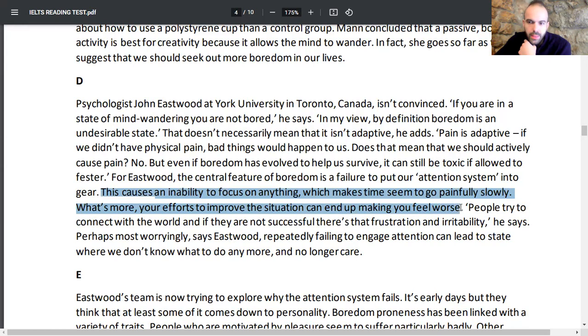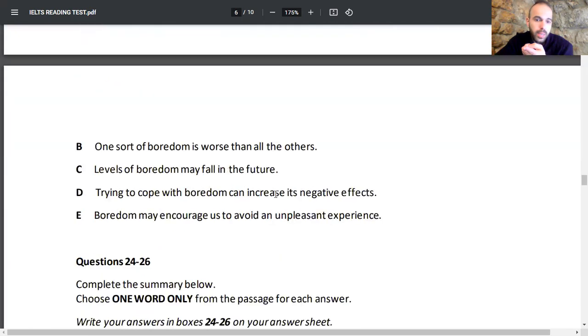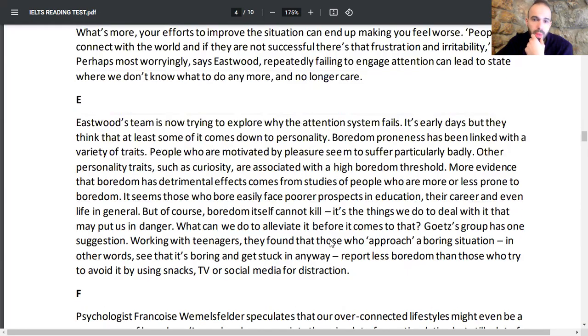So if you read the sentence again, I've seen the sentence in one of the ideas that says trying to cope with boredom. So as you can see, your efforts to improve the situation, what does it mean? One of the ideas has the sentence trying to cope with boredom, and also making you feel worse. Making you feel worse is a synonym of increase its negative effects. So as you can see, I've seen the sentence in here, which is D. Trying to cope with boredom can increase negative effects. So this sentence is completely matching with this one here.